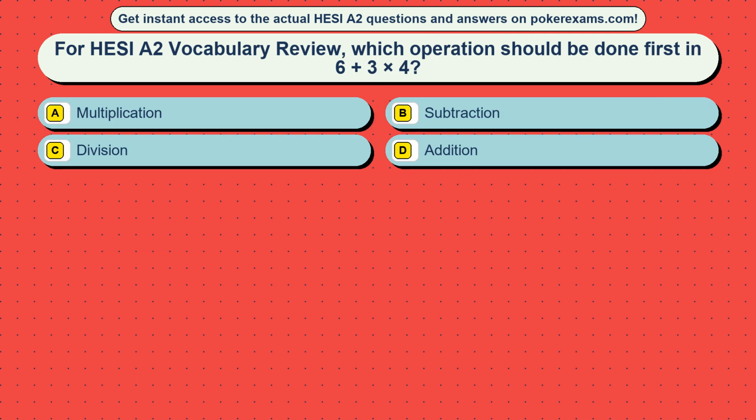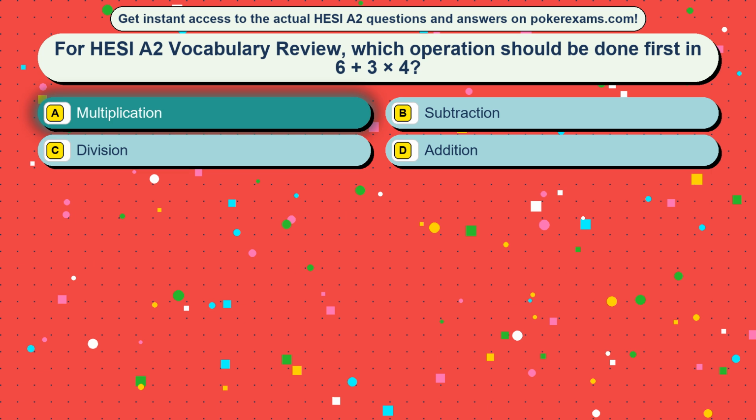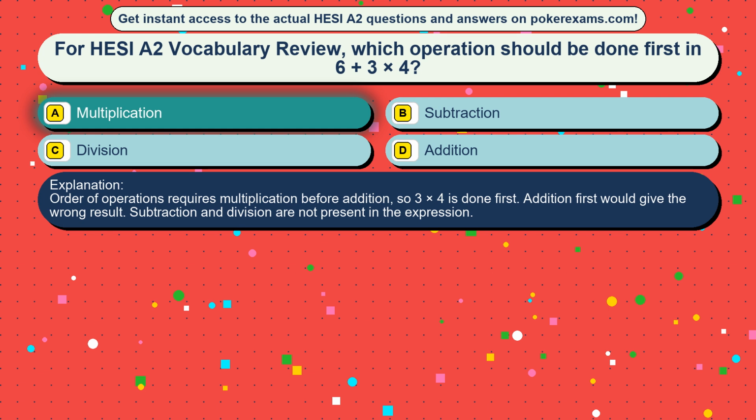Question 42. For HESI A2 vocabulary review, which operation should be done first in 6 + 3 × 4? Option A, multiplication. Option B, subtraction. Option C, division. Option D, addition. The correct answer is option A, multiplication. Order of operations requires multiplication before addition, so 3 × 4 is done first. Addition first would give the wrong result. Subtraction and division are not present in the expression.